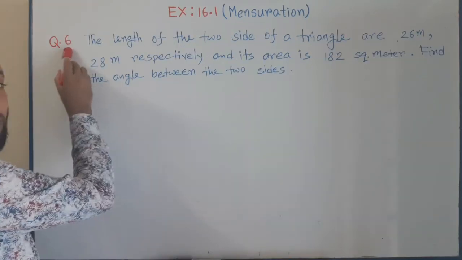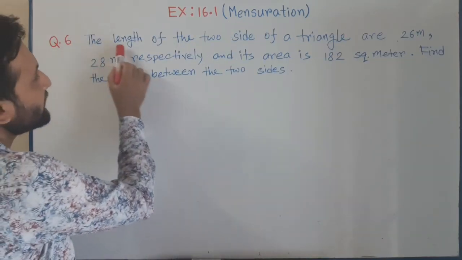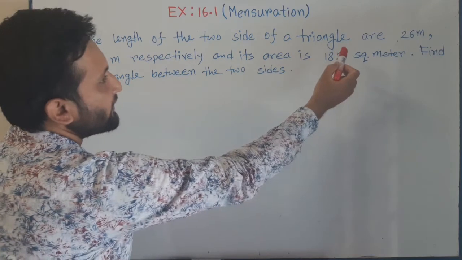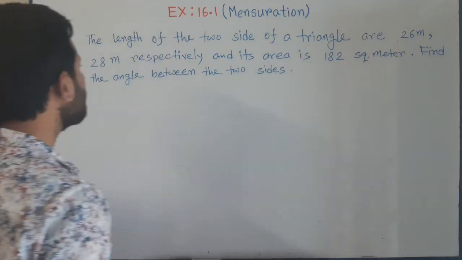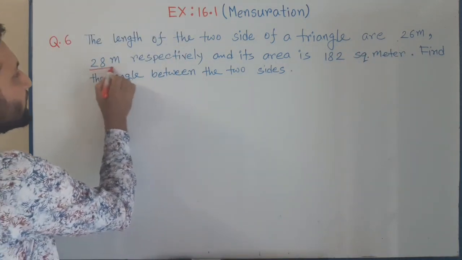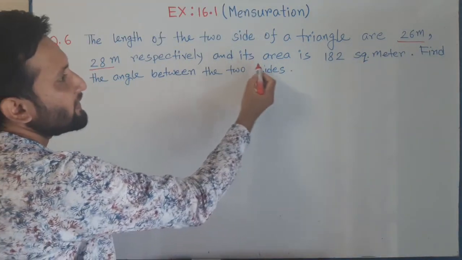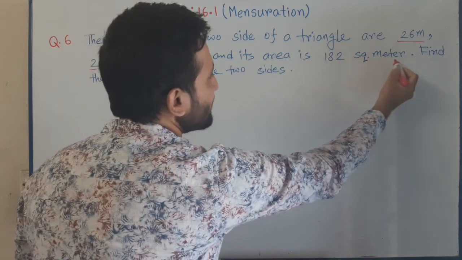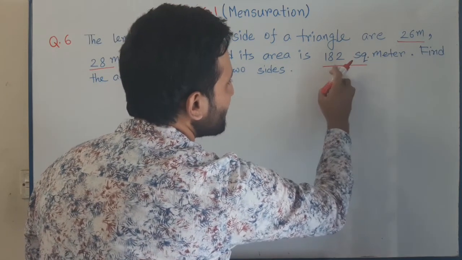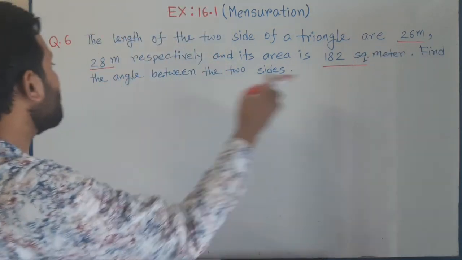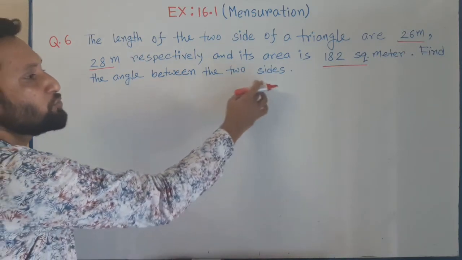Question number 6. The question is: the lengths of two sides of a triangle are 26 meter and 28 meter respectively. That means the lengths of two sides are given. And its area is 182 square meter. Find the angle between the two sides.